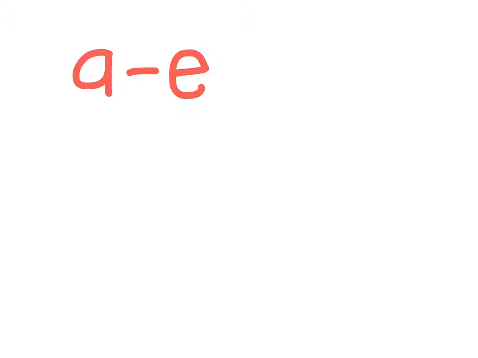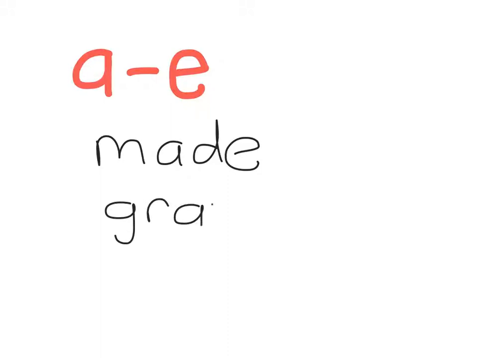Like in the word made. Here you can see that the A, when we sound it out, made, A says its name, the long vowel sound, and it's the E that makes it say its name. Another example is grave, and also the word lake. All of these make the long A vowel sound because of the split vowel digraph.